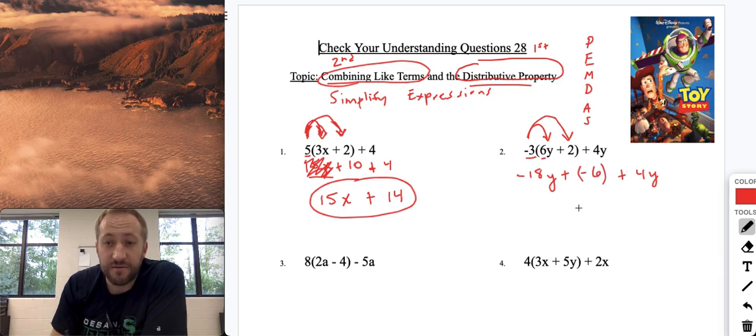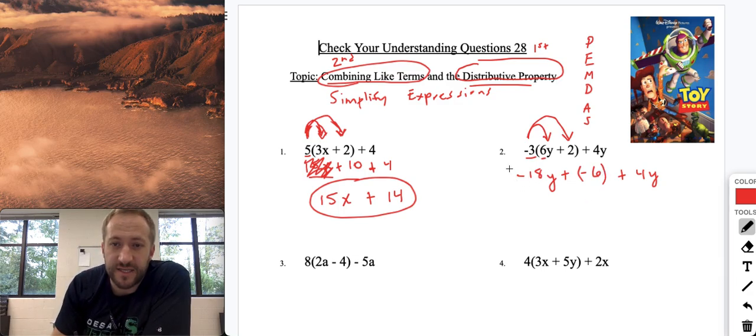Okay? So now let's go and combine like terms. Negative 18y. Like terms, anything else with a y in it? Oh, 4y. Negative 18y plus 4y. All I do is add the coefficients.